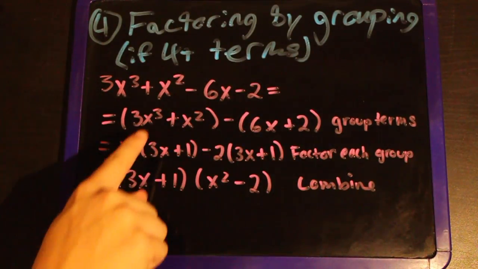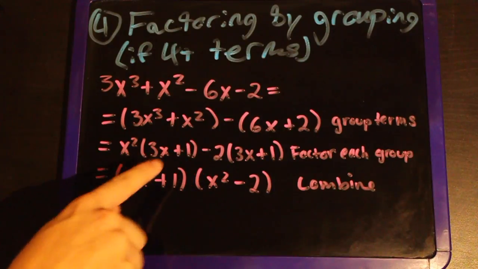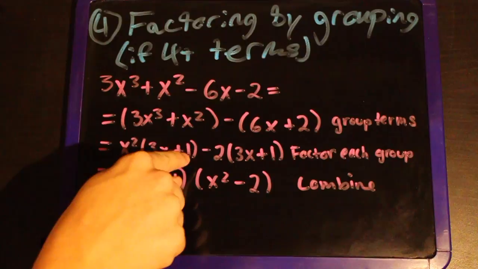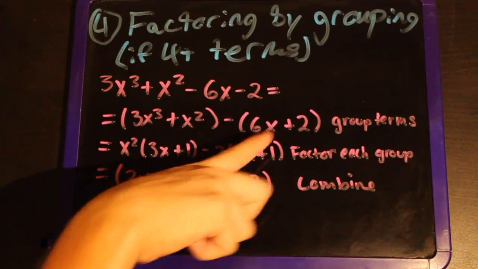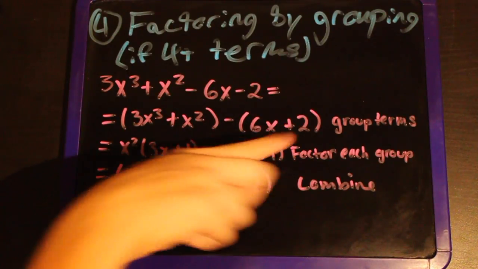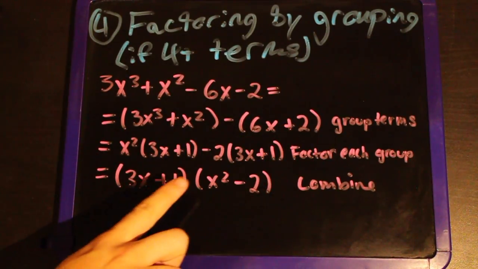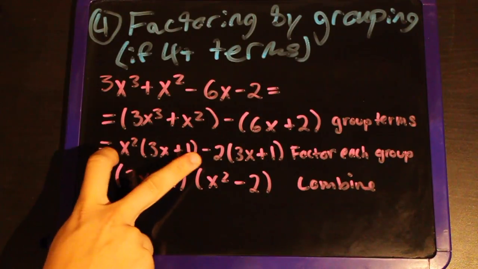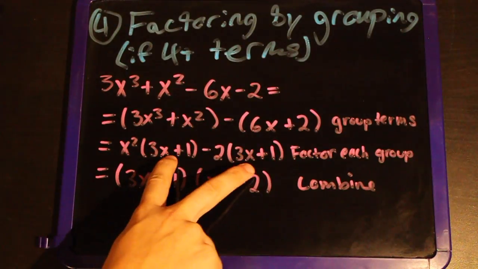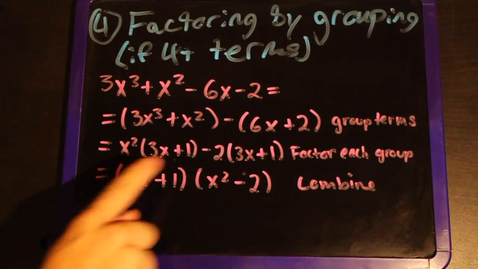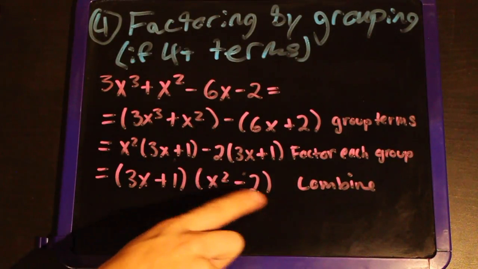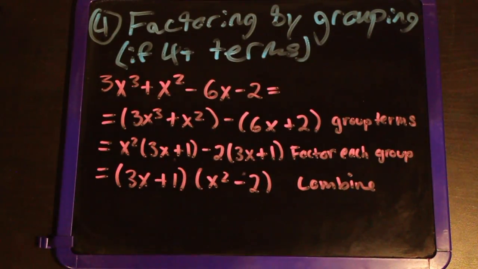And then we'll start by factoring the individual sides. So we'll pull an x squared out of this side, and we'll end up having 3x plus 1. And then over here, we're going to pull negative 2 out. So we're going to end up with 3x plus 1. And then finally, since these two inside groups are the same, we're just going to take the inside group, 3x plus 1, and multiply it by the outside group, which is x squared minus 2. And then if you FOIL that out, you get what you started with.